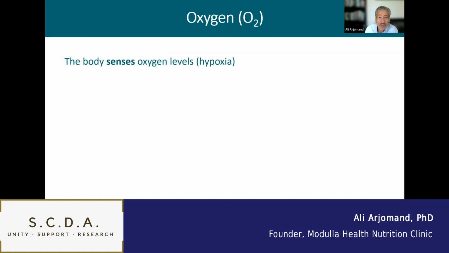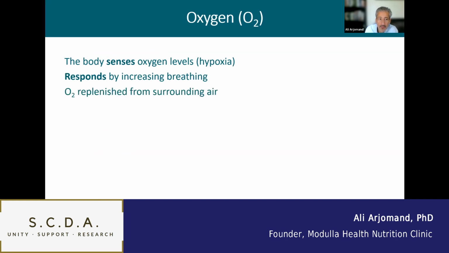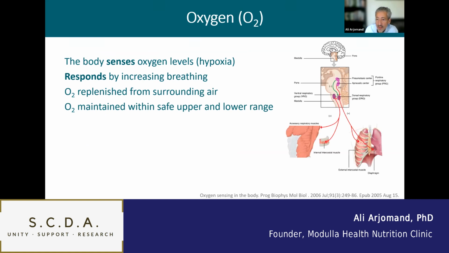Well, the body actually senses oxygen levels in your bloodstream. When there are low levels of oxygen, it's called hypoxia. As soon as that happens, your body automatically responds by increasing your breathing, and then oxygen is replenished from the surrounding air. You don't even have to think about it, and it's maintained within a safe upper and lower range. There are certain parts of your brain and sensors in your respiratory tract and bloodstream that monitor oxygen and tell your brain to tell your lungs to step it up, to start breathing faster. It's all done autonomously, and we don't even think about it.